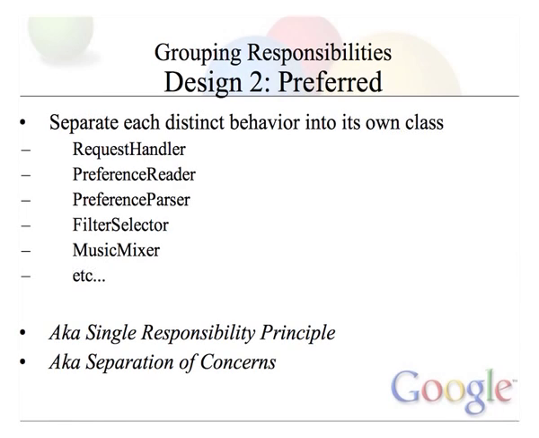Okay, so let's look at a second design alternative. Instead of one large class, let's define crisp small classes with distinct behaviors: a request handler, a preference reader, a preference parser, a music mixer, each doing just one thing. Sometimes this is called the single responsibility principle. Sometimes it's called separation of concerns. We've improved flexibility with this design. Each of the classes is easy to step back and understand as one conceptual unit.